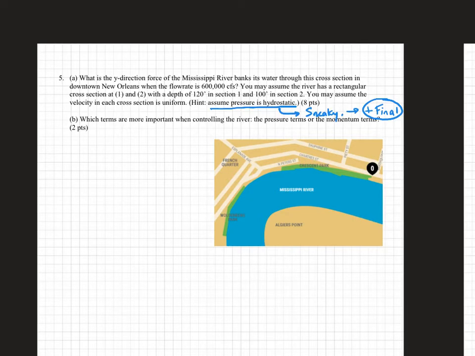All right, so anyway, we're looking for the y direction force in the Mississippi River banks with the water through the cross-section of downtown New Orleans when the flow rate is 6,000 CFS. This is fairly typical, not a flood or anything like that. These depths are about typical, and the cross sections are approximate. I made up this data, but it's fairly typical. As an order of magnitude, this will give you an idea, which is kind of cool to sit back and think about this problem.